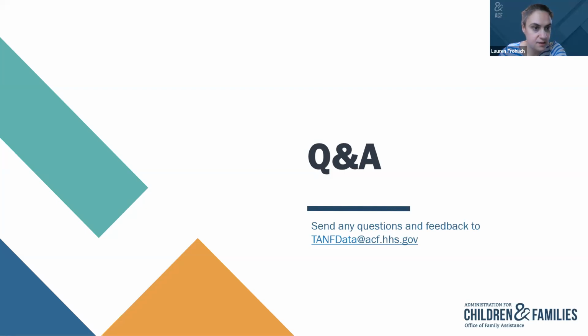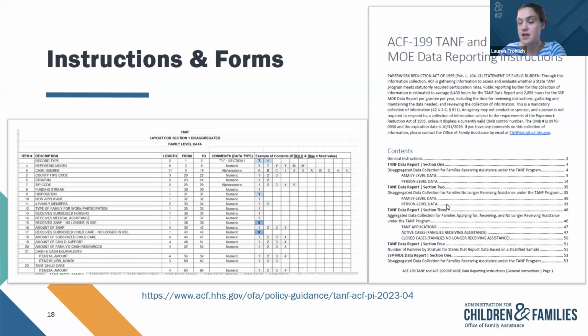Going through these. When will the new file formats be shared? States need time to review and request changes in their eligibility systems to capture the data correctly. So the forms are available, and we can put a link to the PI in the chat. The forms are available, which is essentially the file format. This is all live on our website as of today.